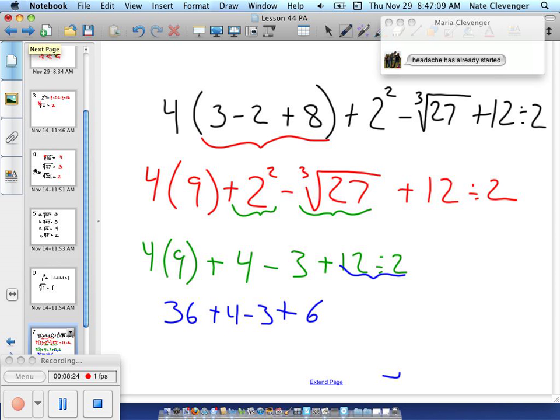So 36 plus 4, let's do that step, is 40. 40 minus 3 would be 37. Plus 6 is 43.